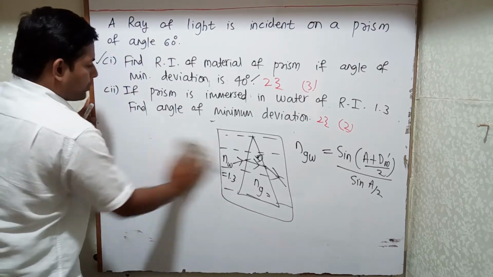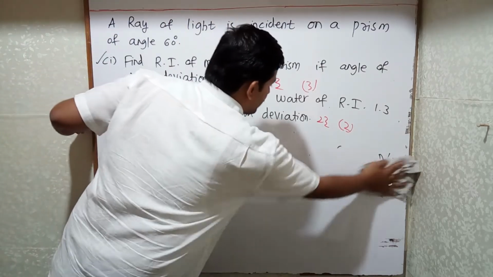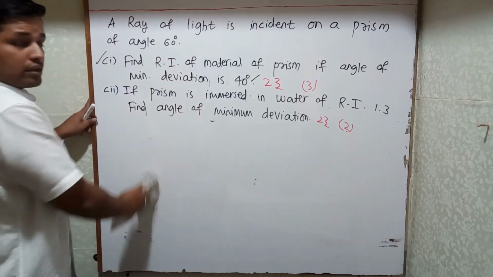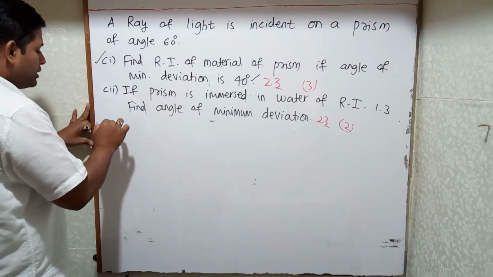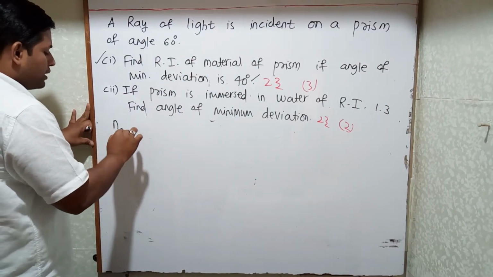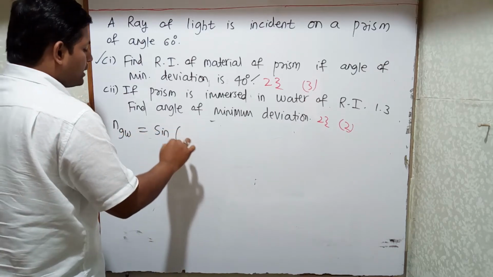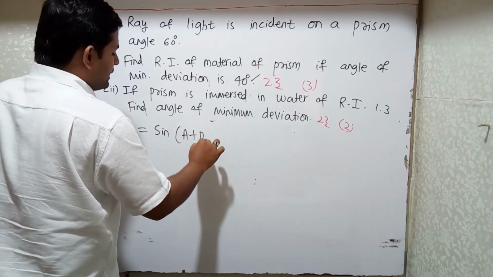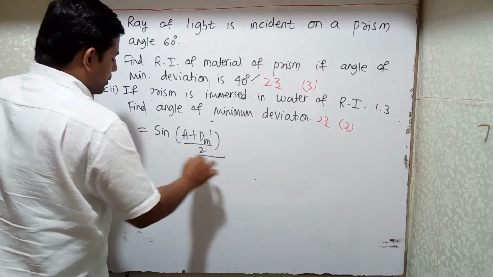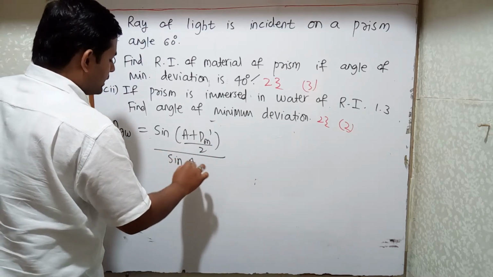Let us solve. How to solve? Same model, same formula, just now I told. What's gonna be the formula? n_gw is equal to sine of (A plus dm dash) divided by 2, whole divided by sine of A divided by 2.